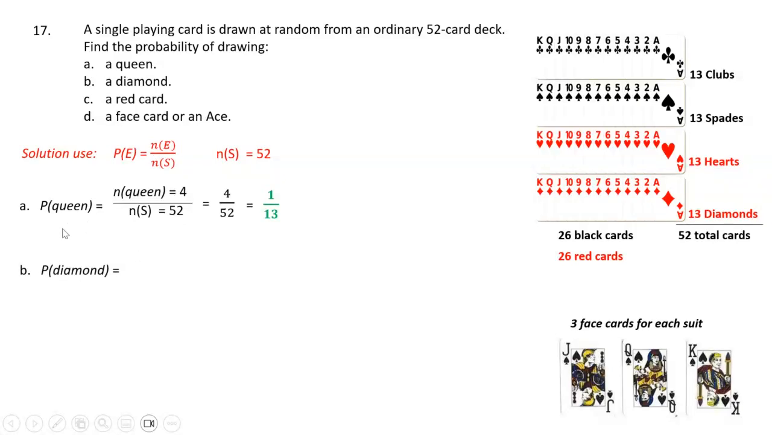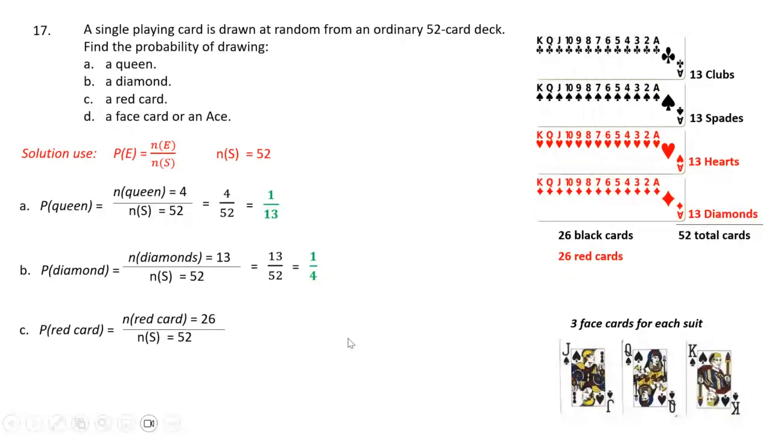For part B, the probability of drawing a diamond. There's 13 diamonds, so it'll be 13 over 52. The answer will be 1/4. For part C, a red card. There were 26 red cards, so it'll be 26 over 52. The answer will be 1/2.